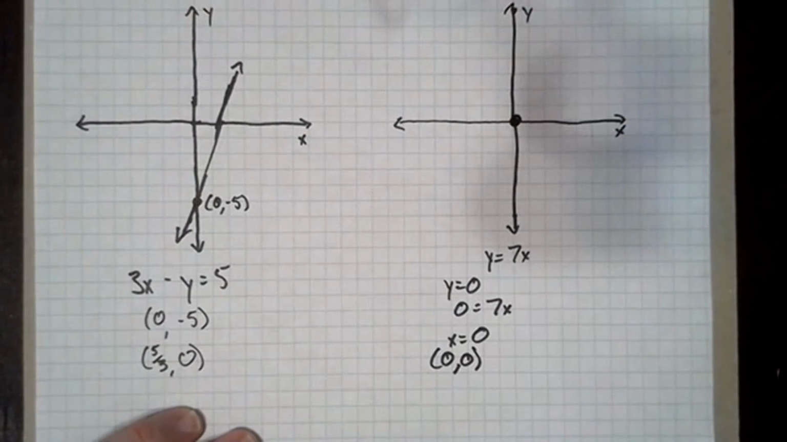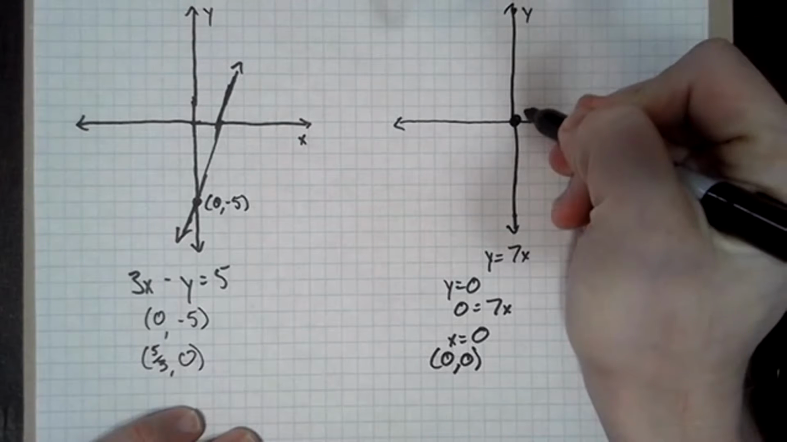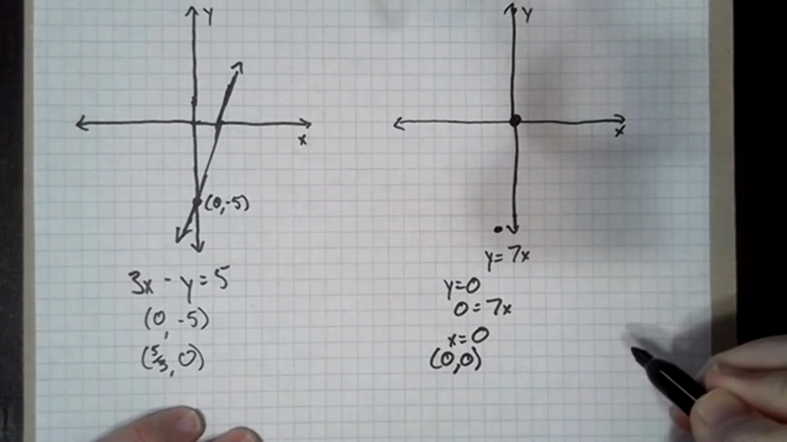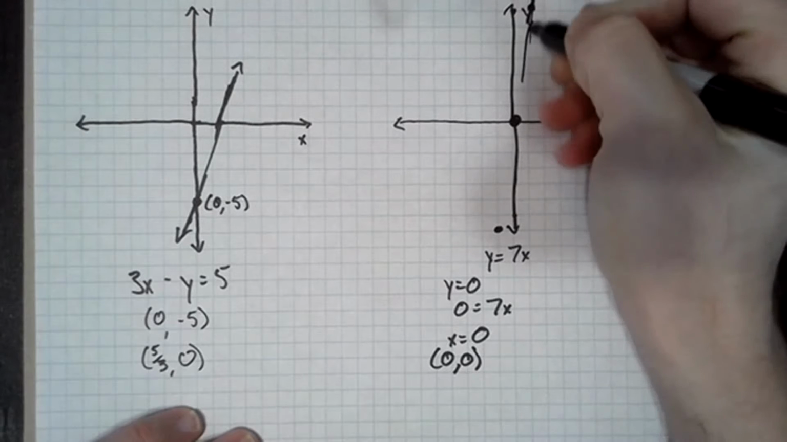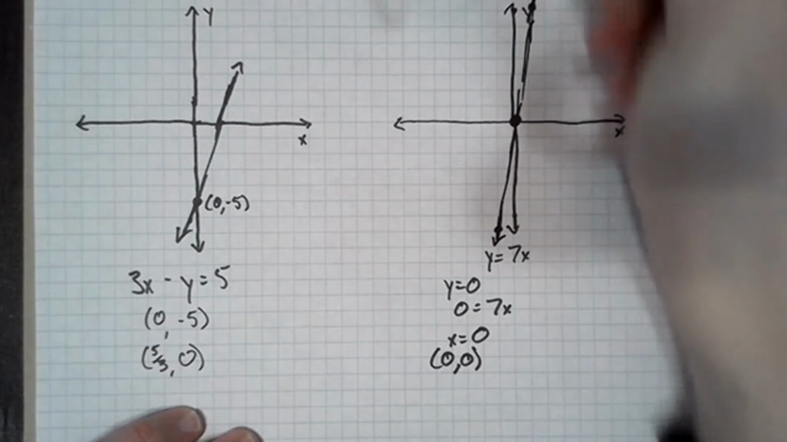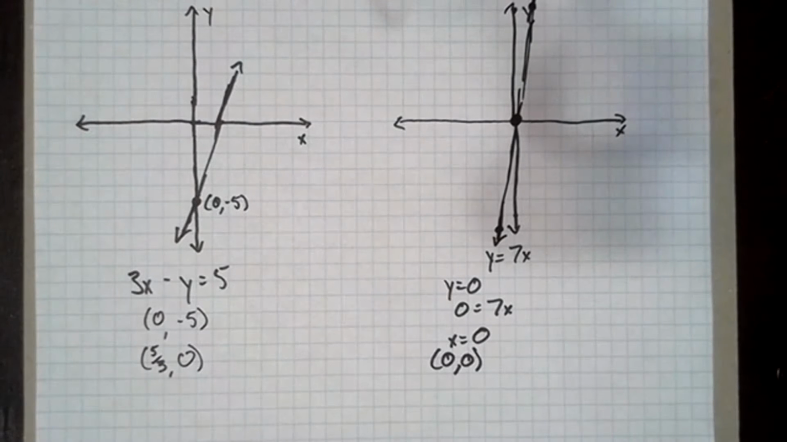But it's not too hard to find a second point, since we know it has to go through -1, -7, and 1, 7. And so we can draw this line like so. We have to use the slope here. We have to find another point. We can't simply use the intercepts method of graphing if we are looking at an example where the line goes through the origin.